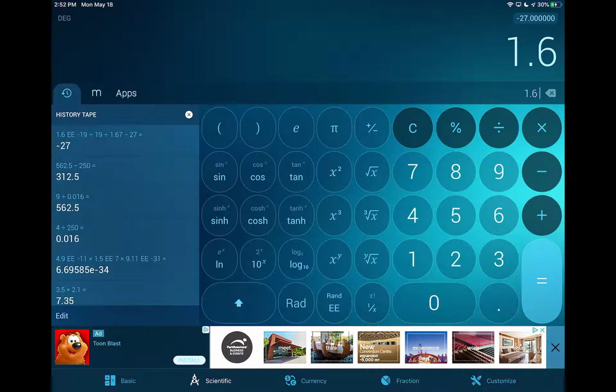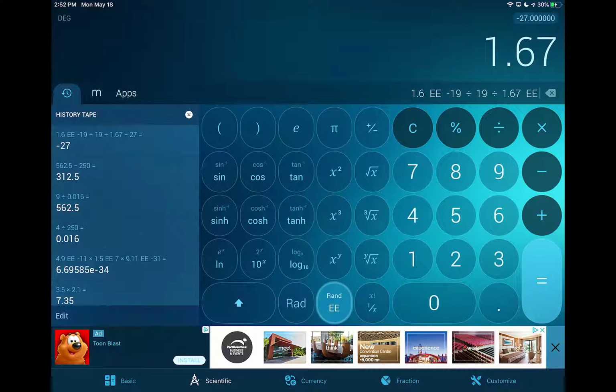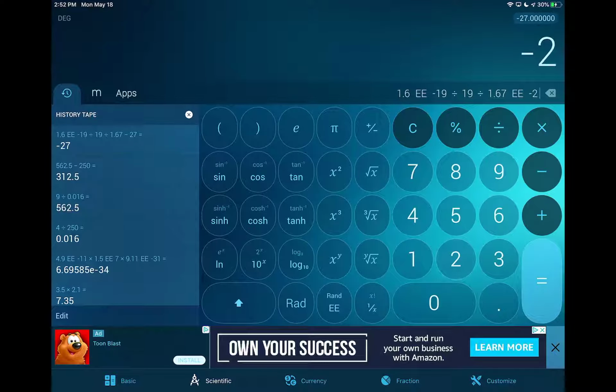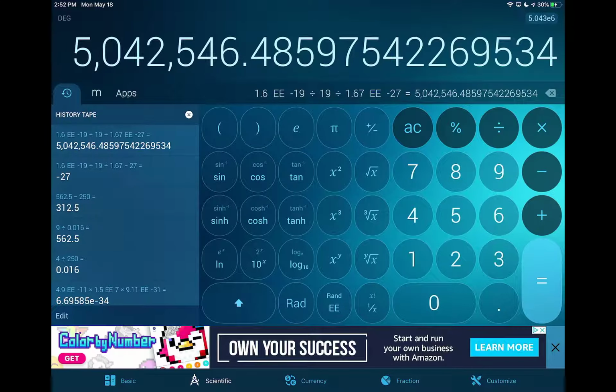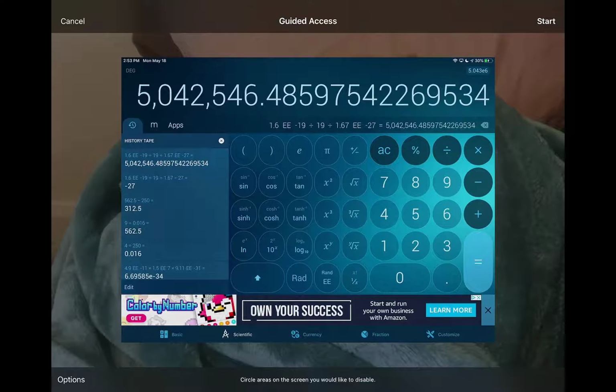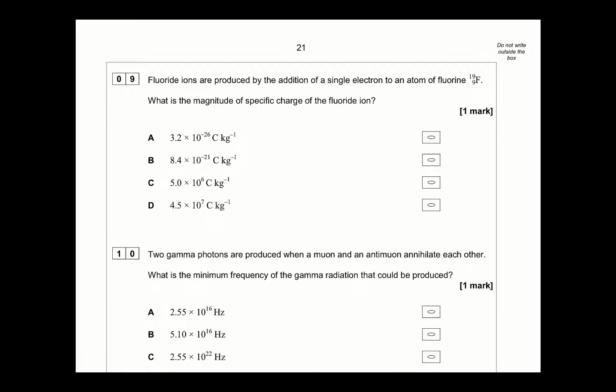Whatever, 1.6 times 10 to the minus 19, divided by 19, divided by 1.67 times 10 to the negative 27. Five times 10 to the 6.